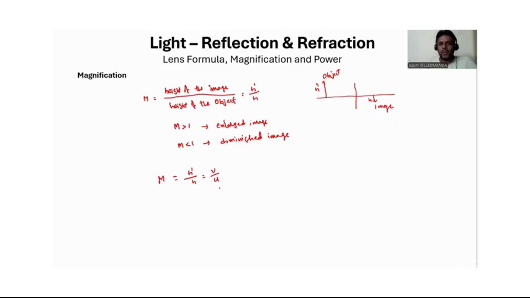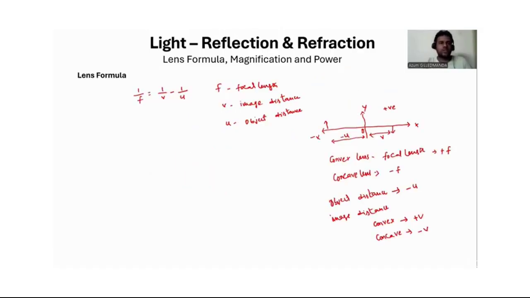So that's the magnification. Now, we learned about the lens formula. That's 1 by f equal to 1 by u minus 1 by v, and sorry, 1 by v minus 1 by u. Yeah, let's check it here. So 1 by f equal to 1 by v minus 1 by u. That's about the lens formula.